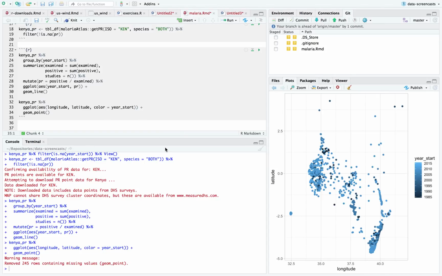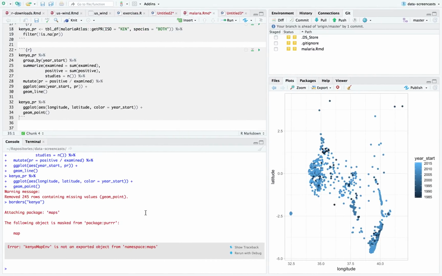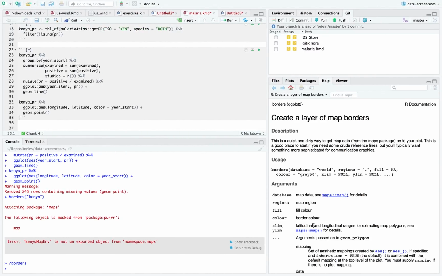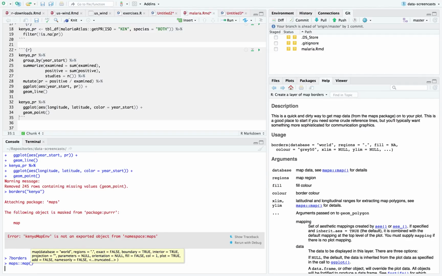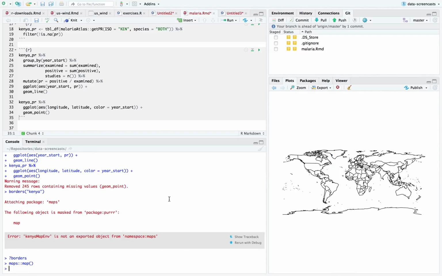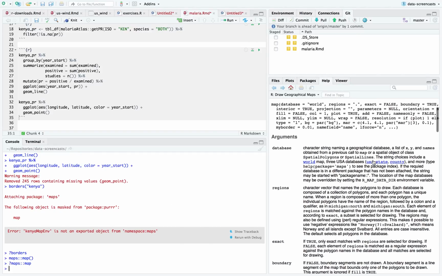All right, I want to add borders. One thing I can't remember is, am I able to add borders for a particular country? So I'm going to Google this, or I'm going to try searching it. I need to remember what kinds of databases I can get. I know I can get the United States. I did last week, but can I get a particular country?